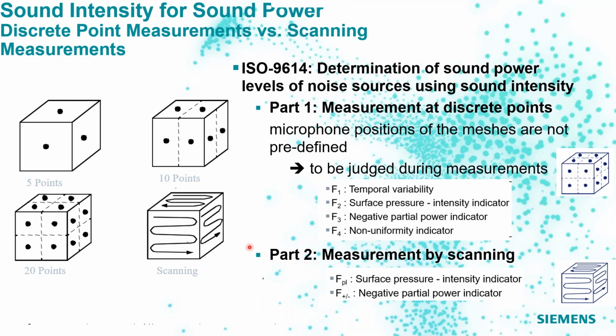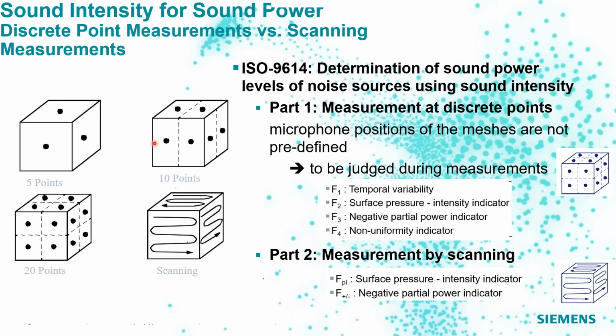The scanning method, as it looks, is simpler, whereas the discrete point measurement takes more time because you need to acquire data at more discrete points. And so it is more time consuming, but with the discrete point measurements, you can get better insight into where exactly the noise is coming from. Not just in terms of which surface, but also which point on there is making the most noise. So you can get that insight.